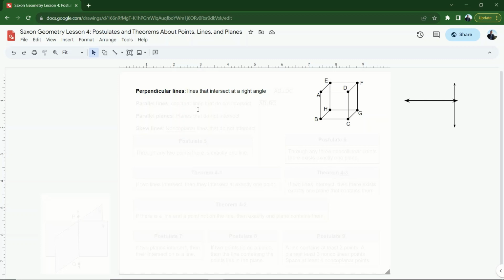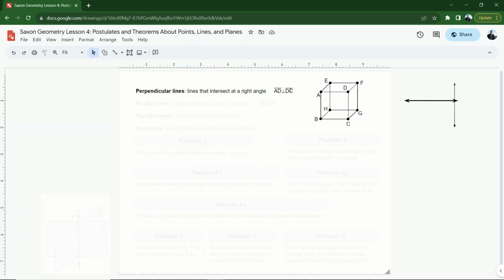So I could say in this cube that segment AD or line AD is perpendicular to line DC. And I could also say the same thing about segments because lines contain segments AD and DC. If I were going to write that in a notation, it would look like this. Notice what the perpendicular symbol looks like. And this reads segment AD is perpendicular to segment DC.